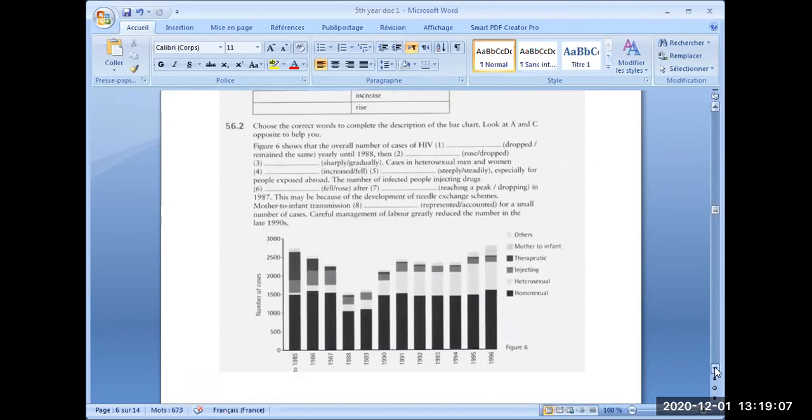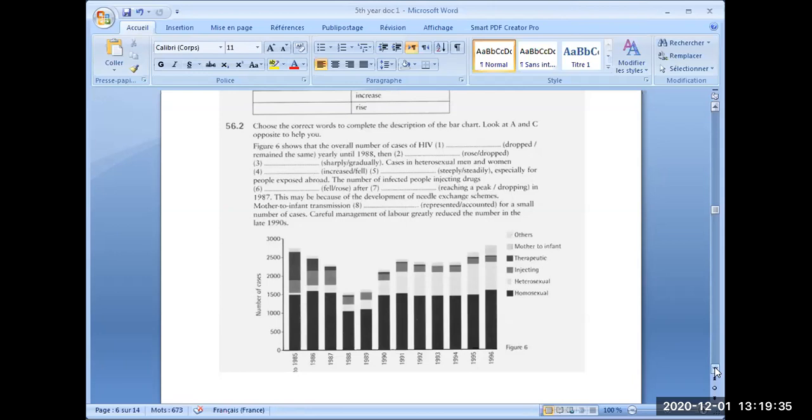Let's work on the following exercise. Here again, we are focusing on vocabulary, okay? Choose the correct word to complete the description of the bar chart. Look at A and C opposite to help you. So I'm going to read to make it simpler for you. I just ask you for the word. You provide me with the missing word. Figure 6. You can have a look at the figure 6 to help you.